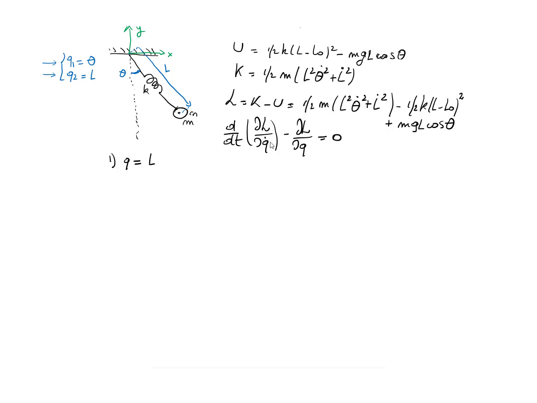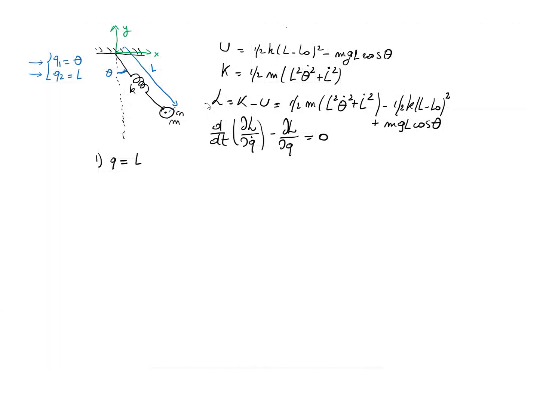Okay, I've rewritten everything. I've added the Lagrangian, which is kinetic energy minus potential energy, and then I've written here the equation of Lagrange. I'll have two such equations, one for q equals L and another for q equals theta, because there are two generalized coordinates, right?